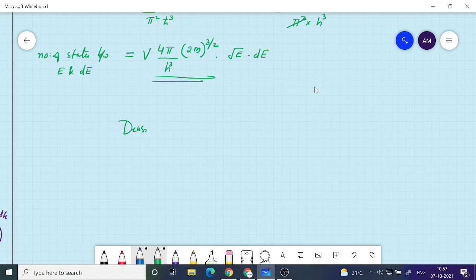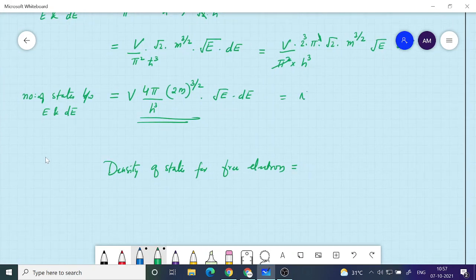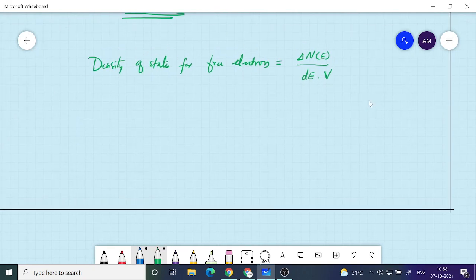So what is density of states? Density of states for free electron. So now we can write this number, let's say it is called delta n of E, so delta n of E divided by dE divided by V. So this is how we define it, per unit energy per unit volume. So we can call it D of E, density of states, which is basically delta n of E, which is this.